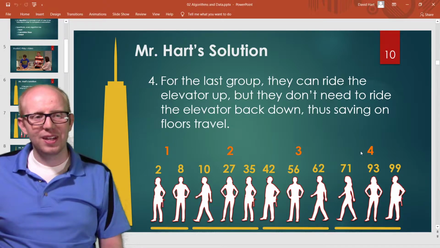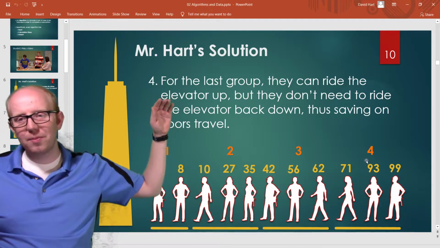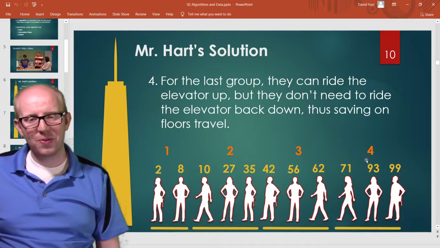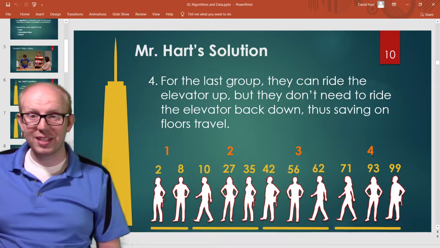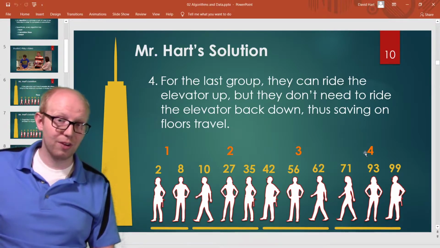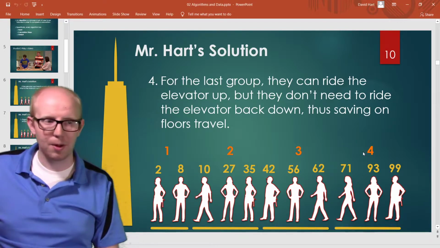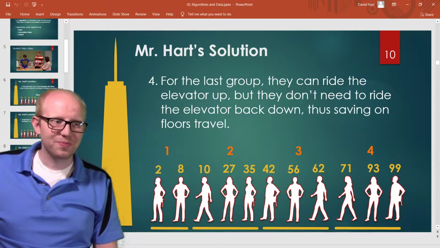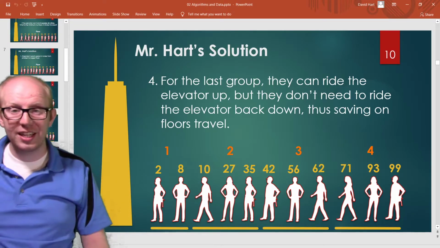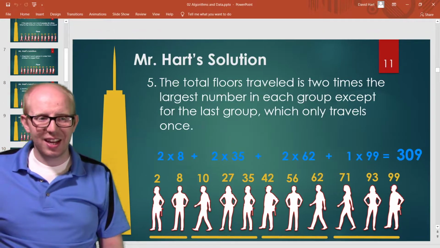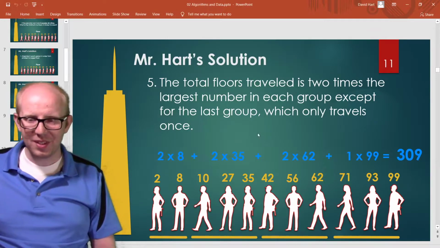And then the last group gets to ride up the elevator, but they don't have to come back down, right? And so we want to send them last because that saves on floors traveled. There's not a big long solo trip where nobody's in the elevator. Okay? So if we do that with these numbers, then this is what we get.